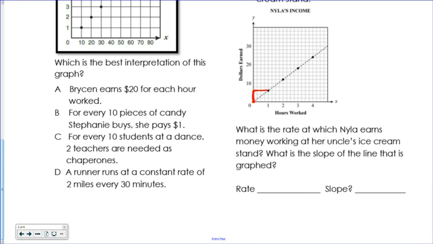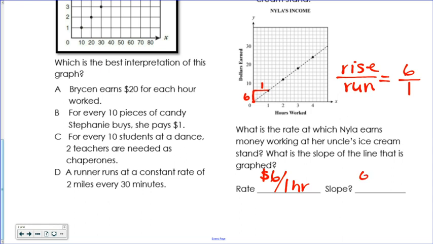Double checking what it's counting by on the y-axis. They're counting by 2, so 2, 4, 6. I'm rising 6, and I'm running all the way to 1. So our rise over run is 6 over 1. So the rate is $6 per 1 hour, and our slope is 6 over 1, which also equals 6.